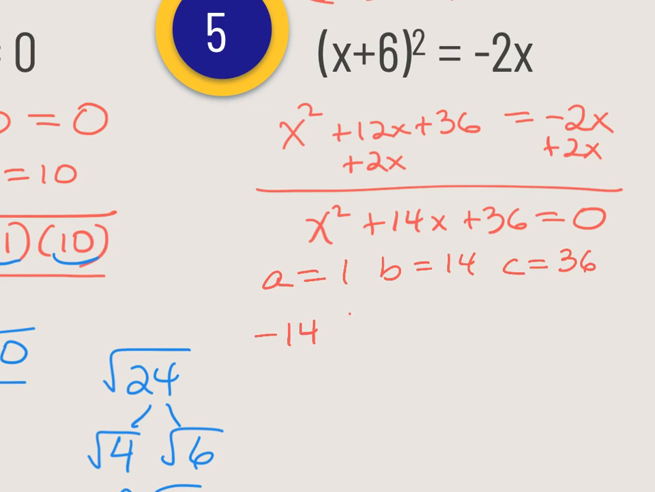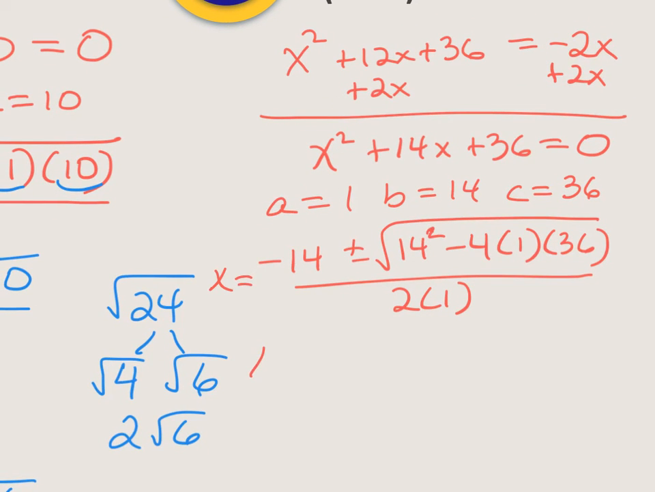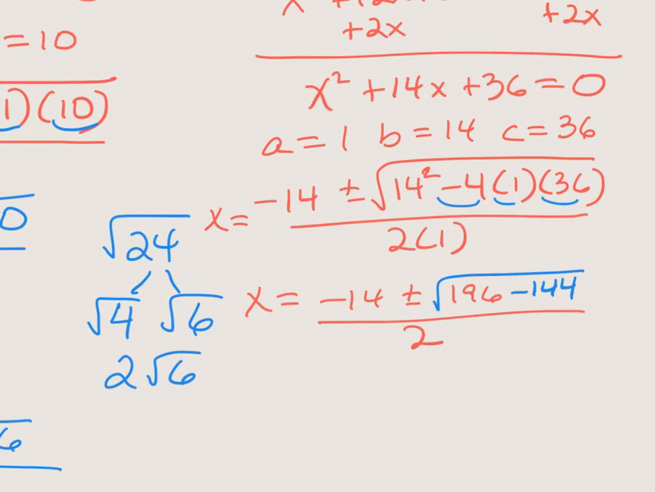So opposite of b, plus or minus b squared, minus 4 times a times c, divided by 2 times a. So x is equal to negative 14. 14 squared is 196. Negative 4 times 1 times 36 gives me negative 144. 2 times 1 is 2. Subtract 196 and 144. And I get 52.